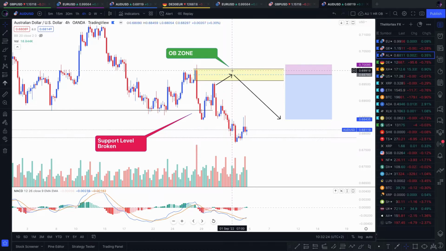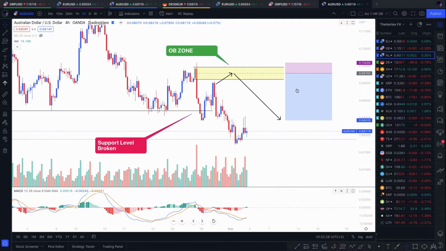Alas, we did not get our retrace. It seems like this past week, the markets did not want to let the order block guys have success. This happens from time to time. Rather be safe than sorry. We did not quite hit the zone. So this trade is now null and void.